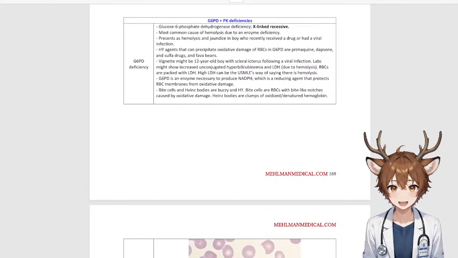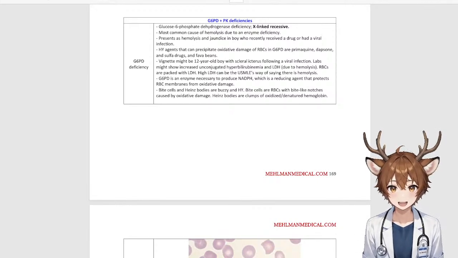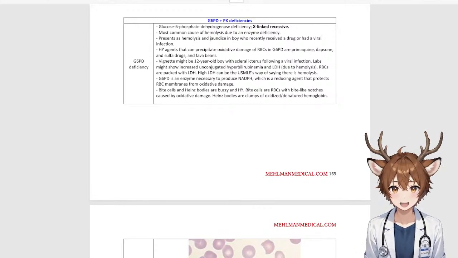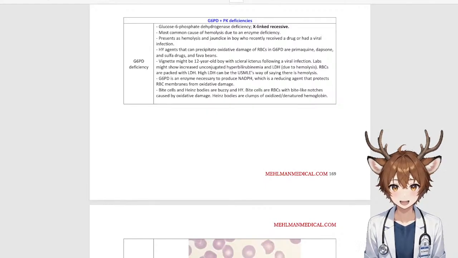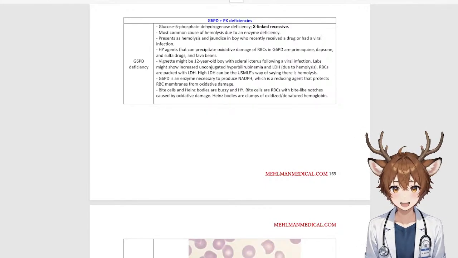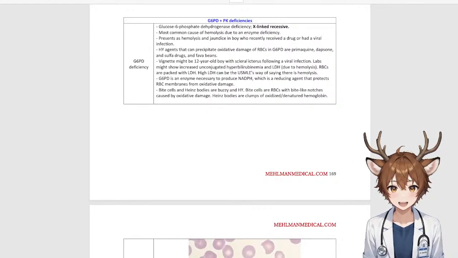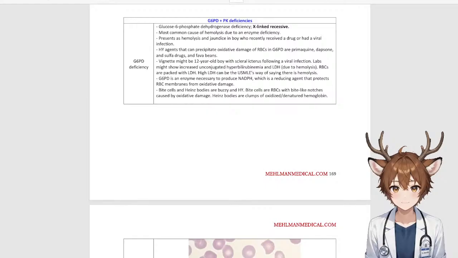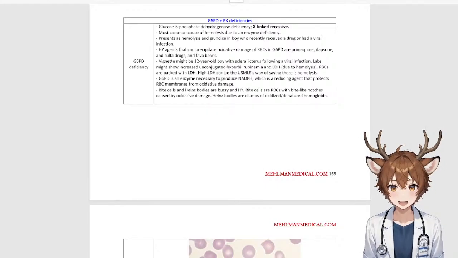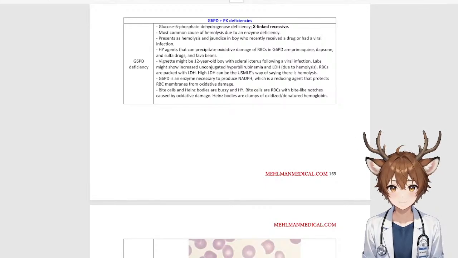G6PD plus PK deficiencies. G6PD deficiency, glucose-6-phosphate dehydrogenase deficiency, is X-linked recessive, the most common cause of hemolysis due to an enzyme deficiency, and presents as hemolysis and jaundice in a boy who recently received a drug or had a viral infection. High-yield agents that can precipitate oxidative damage of RBCs in G6PD are primaquine, dapsone, sulfa drugs, and fava beans. The vignette might be a 12-year-old boy with scleral icterus following a viral infection.